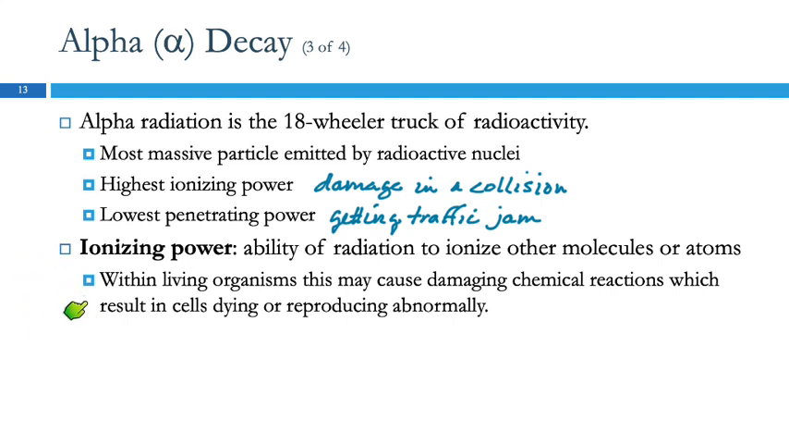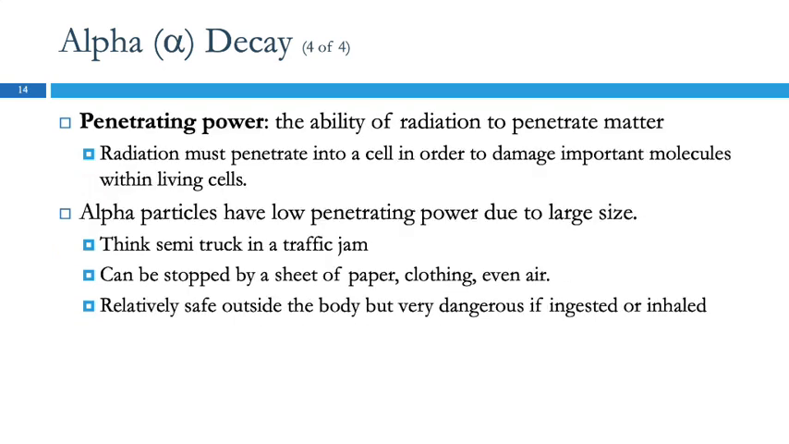And this is harmful in living organisms because a living organism has all these chemical reactions occurring that are necessary to maintain life. If something is damaging some of those molecules, those chemical reactions are not going to occur in the correct way, and the organism could die. Penetrating power is the ability to penetrate matter. So radiation has to get into a cell in order to damage important molecules inside the cell. If it can't get into the cell, it can't do any damage.